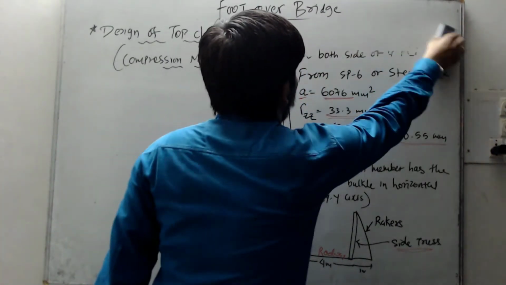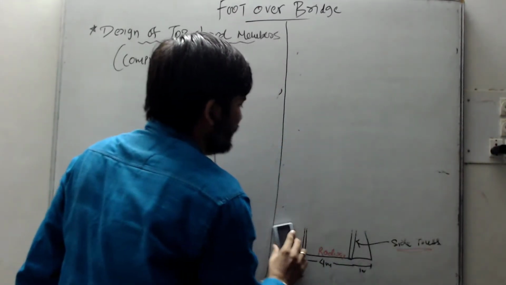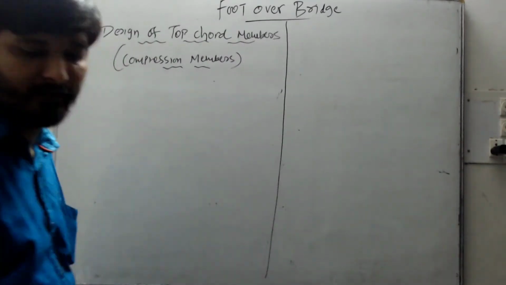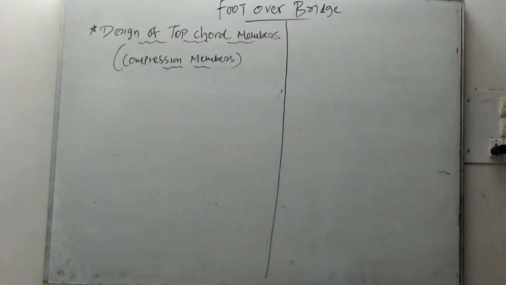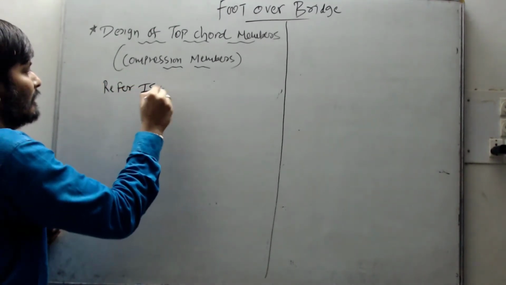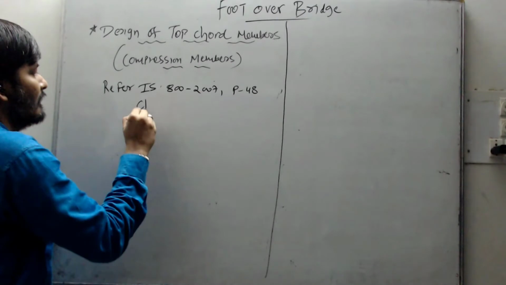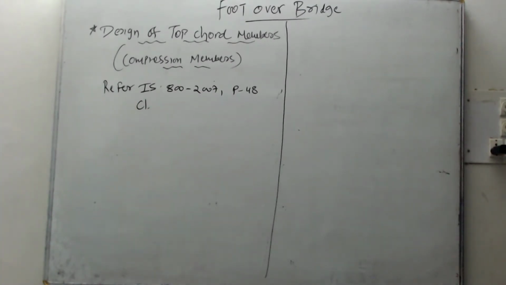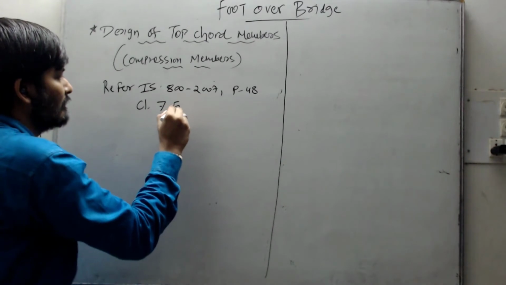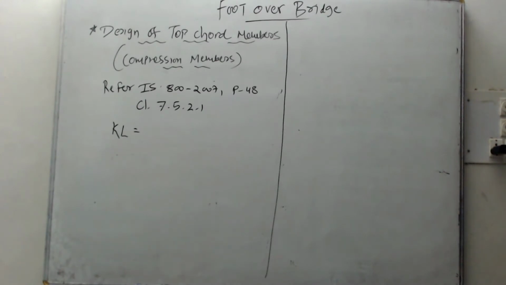So let us start the design. For the arrangement shown in the figure, it is supported on both the sides with rakers to avoid the buckling. So if you go to IS 800 2007, page number 48, clause number 7.5.2.1, you will get your K value, not L.